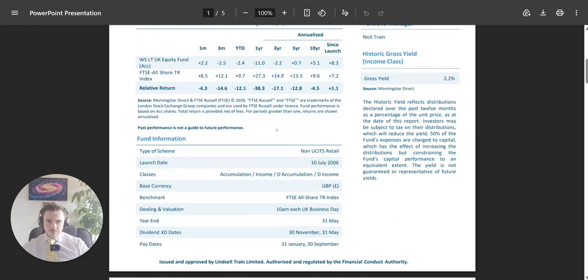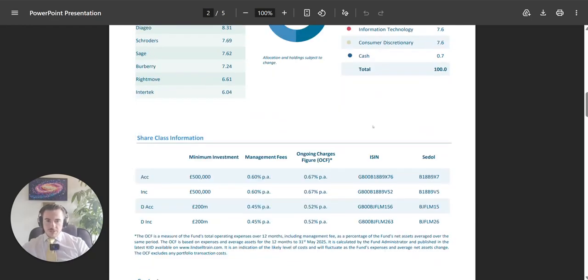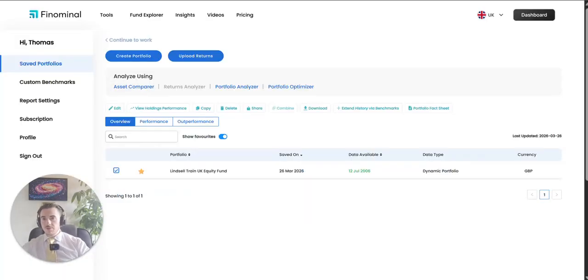Now to note on share class information, we can see OCF starting from 0.52% and up to 0.67%, and I will also be basing this analysis off of the highlighted share class shown. So relatively expensive, I will note, even for an active fund, but let's see if these fees are justified, and let's find out on Finominal.